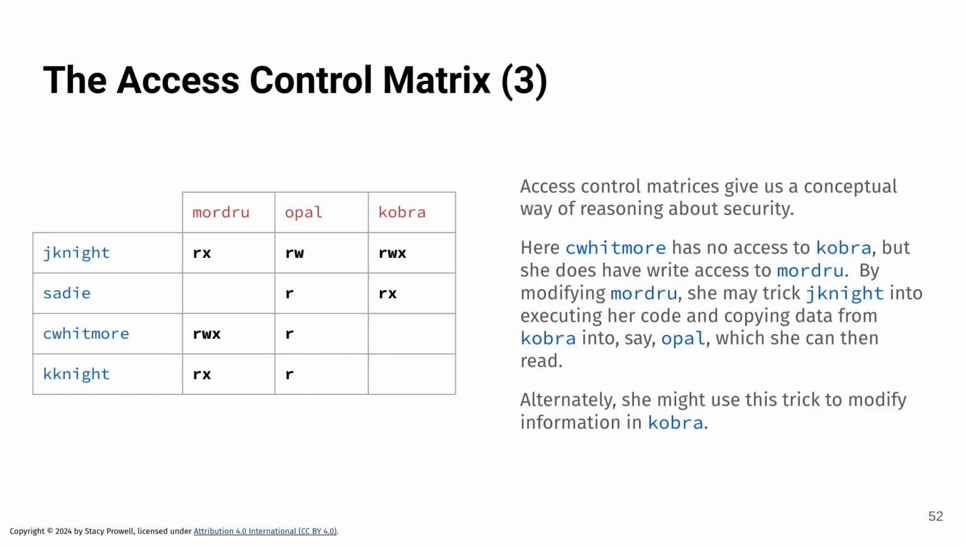In addition, she could just have JKnight modify Cobra, putting bad data in it or doing something else like that. That's good because it also gives her deniability. She didn't change Cobra. She has no access to it. JKnight changed Cobra, and he has access to it. There you go. So this gives us a way to reason about permissions and think about things. And it's really just a conceptual tool. We don't try to implement this.